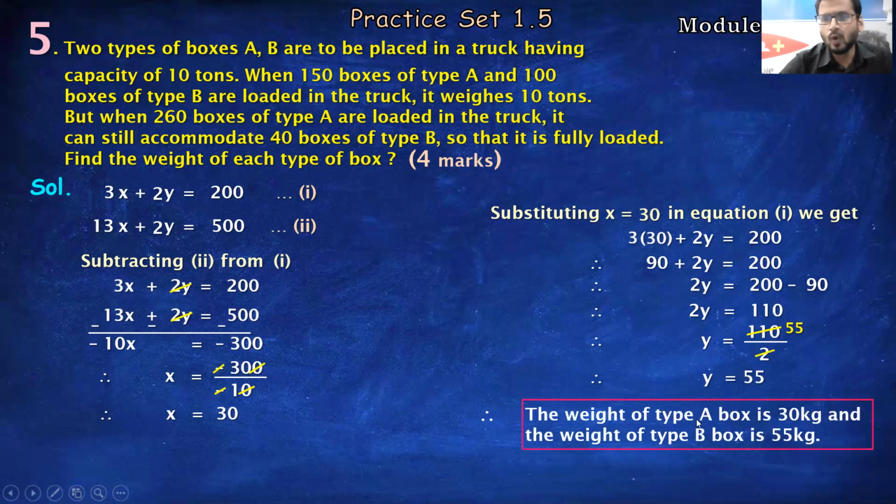But don't forget to write the final answer, students. The weight of type A box is 30 kgs and weight of type B box is 55 kgs. Write it in a beautiful box and get full marks. Okay, I hope this is clear to everyone. Anybody has any sort of doubt, feel free to ask. Yeah, very easy question for 4 marks could be asked in your exam. Okay, I hope this is clear.